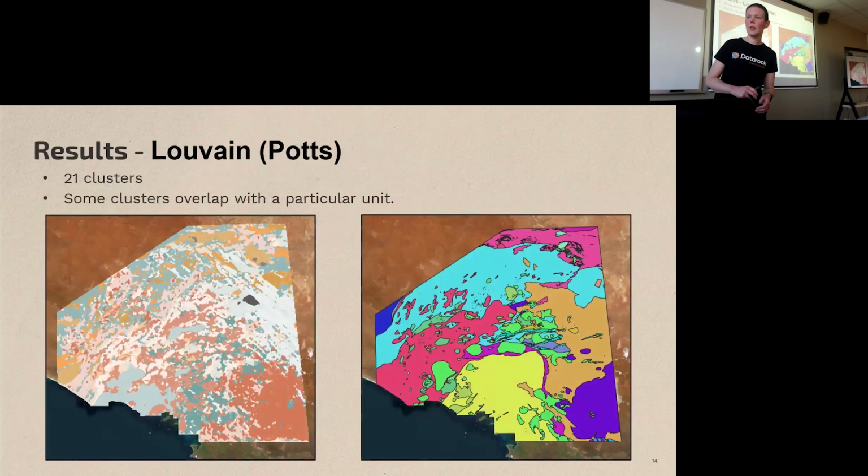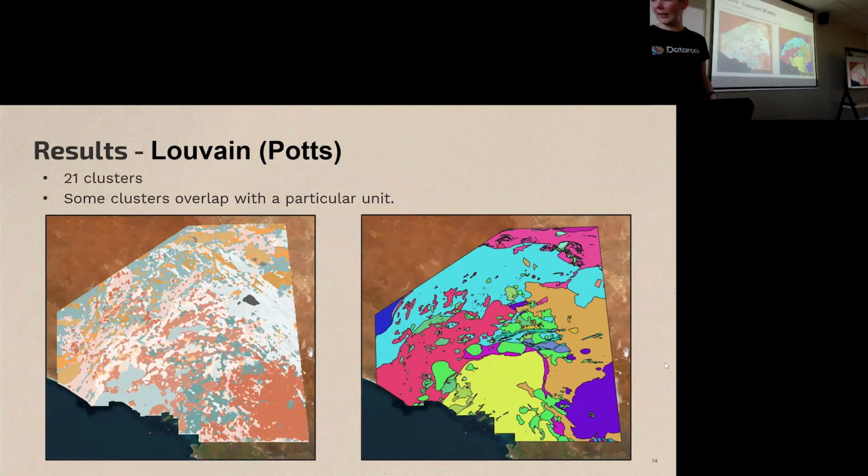So, some results. This is the Louvain method using the Potts modularity. It gave 21 clusters, and if you compare it to the geology on the right, some clusters do overlap with a particular region. This purple down here is the Upper Gawler Range volcanics, and you can see it aligns fairly well with this cluster here.